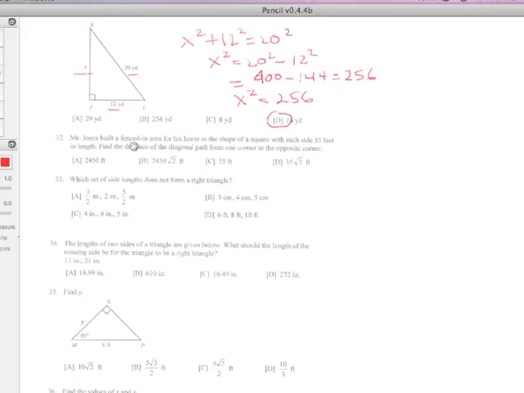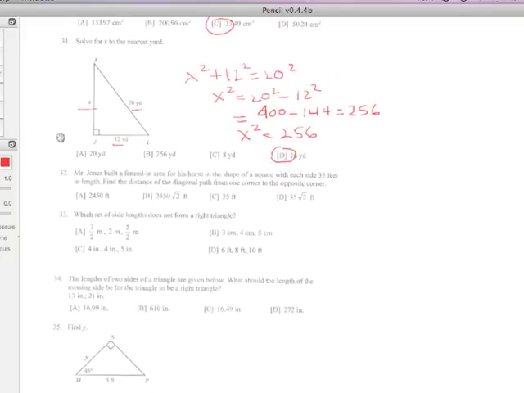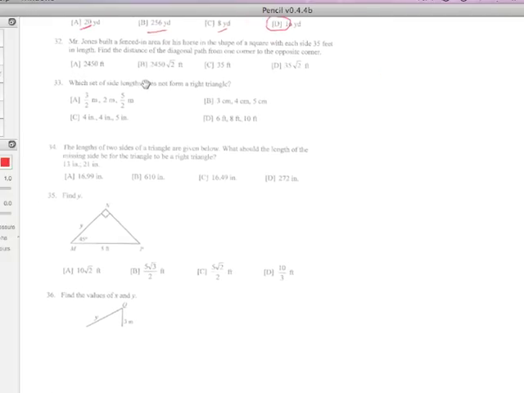Some of these other answers don't make any sense, right? Oh man, you don't even need the Pythagorean theorem. This can't be 20, so you can cross that out, because this length is 20. It can't be 256. How the heck can you get to 256? It can't be 8, because 12 plus 8 is 20, and you can't make a triangle from those dimensions. So we didn't even need the Pythagorean theorem, we just needed common sense.